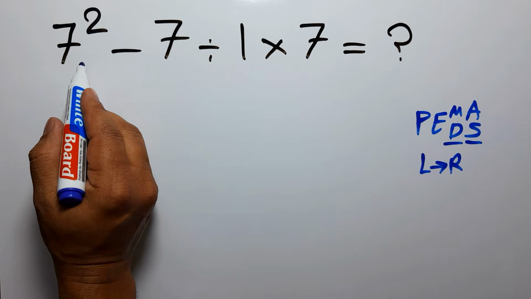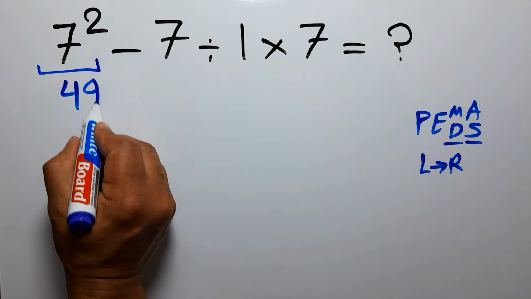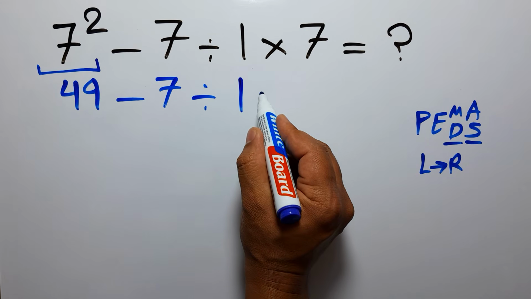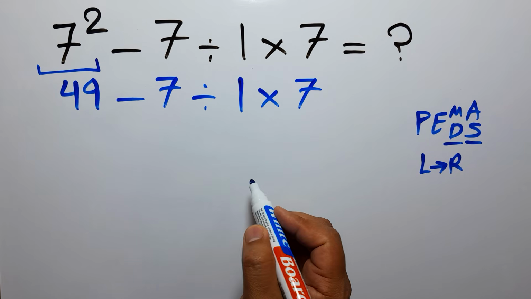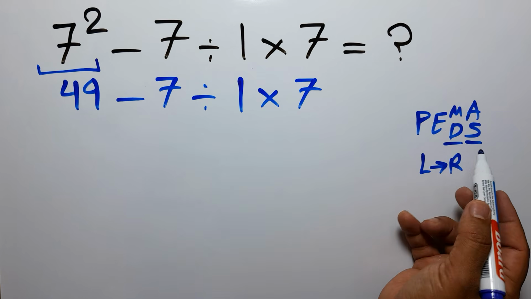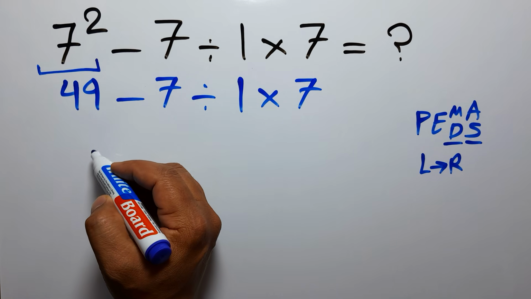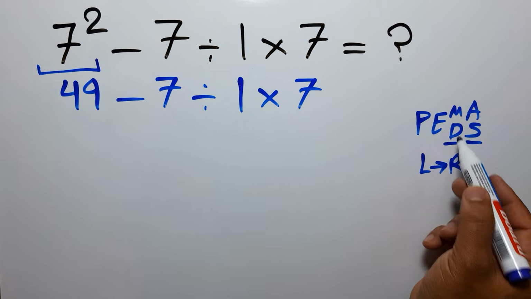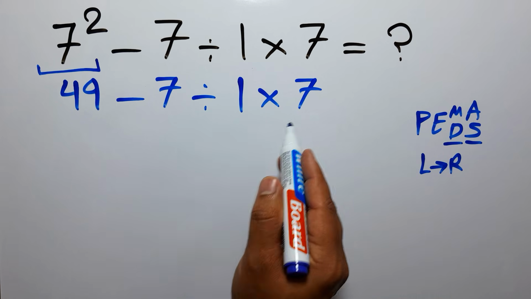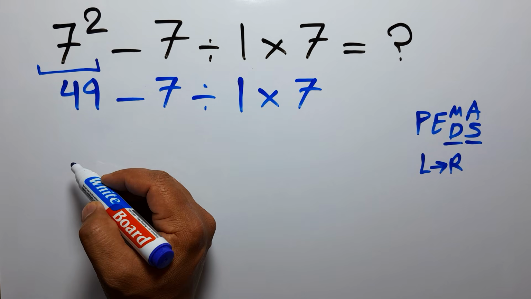So first we have to do this exponent. 7 squared gives us 49. So we have 49 minus 7 divided by 1, then times 7. Now we have one subtraction, one division, and one multiplication. According to PEMDAS, multiplication and division have higher priority than subtraction. And as I said, multiplication and division have equal priority and we have to work from left to right. So therefore, first we have to do this division, then this multiplication, and finally this subtraction.